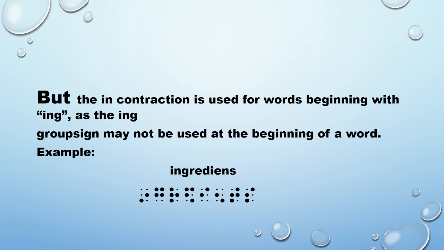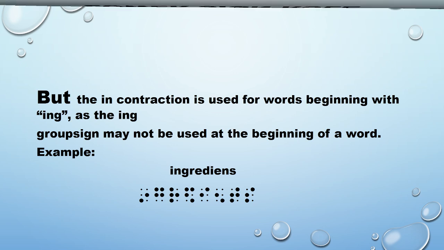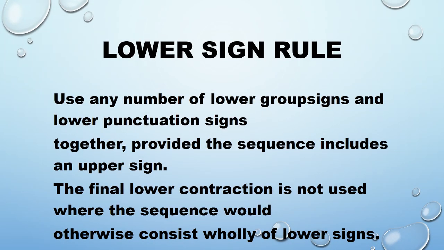The example is here: the word "ingredients." Since we cannot use the group sign for ing, then we need to use the group sign for in. And we can also contract the other group signs for ed and also for en in the word ingredients. Next, let's go to another rule, the lower sign rule.